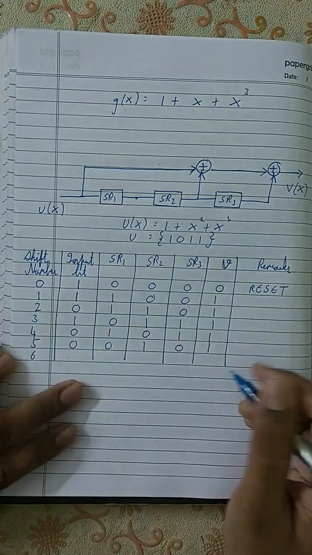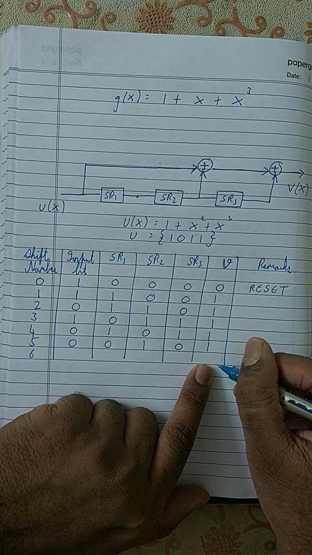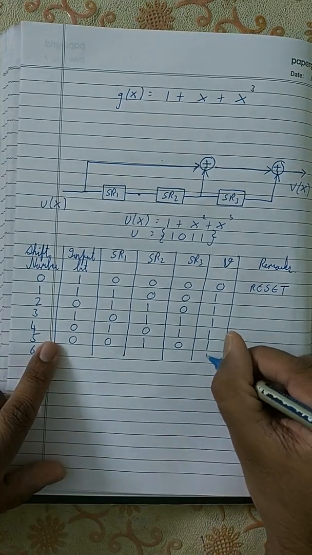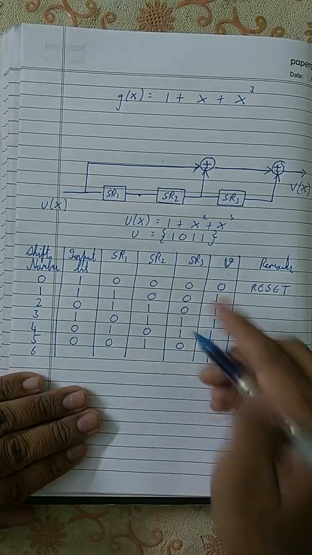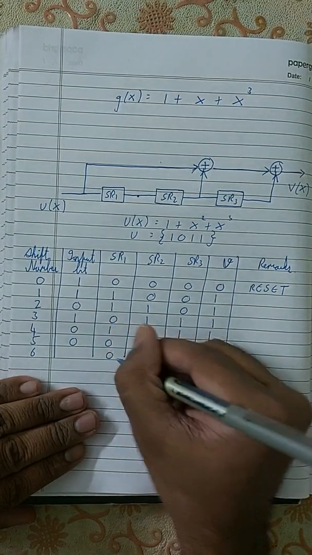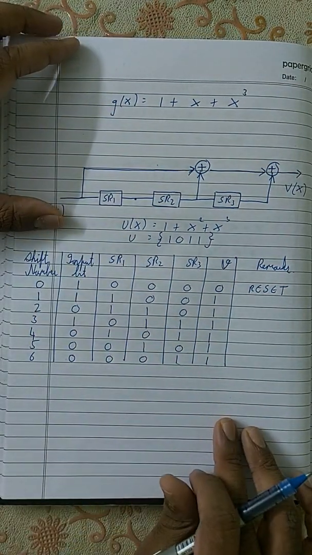At the 6th clock cycle, first I will calculate the output. So what will be the output? SR3 plus SR2 plus input bit. 0 plus 1 plus 0 is 1, and then this 1 will be shifted over here, this 0 will be shifted over here, this 0 will be shifted over here, and then you put another 0 over here. That's what you do.